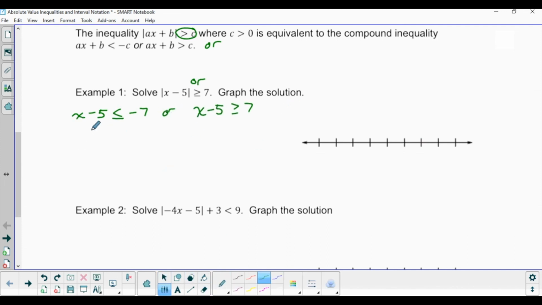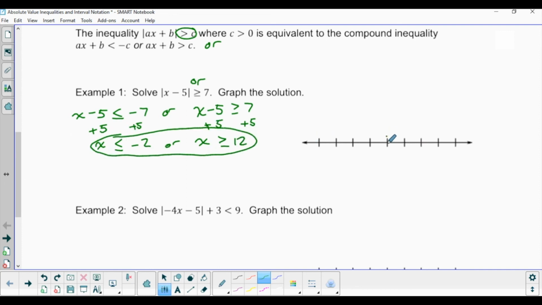So I'm solving two inequalities. I'm adding 5 to both sides for both of them. X is less than or equal to negative 2, or x is greater than or equal to 12. So on my number line, I like to pick 3 numbers, negative 2 and 12, which technically would make 5 be in the middle. So it's less than or equal to, so it's got a closed circle, and it's got an arrow to the left. Here you have a greater than or equal to on 12, so you have an arrow to the right, and again, a closed circle.